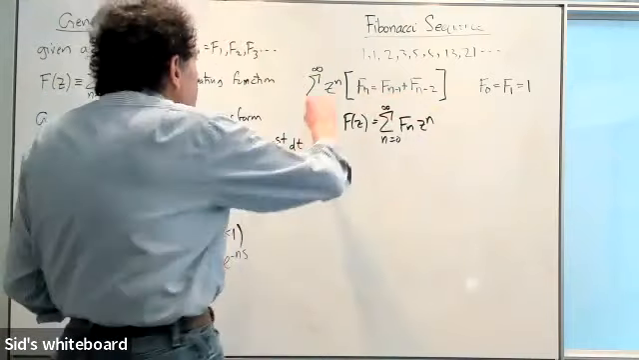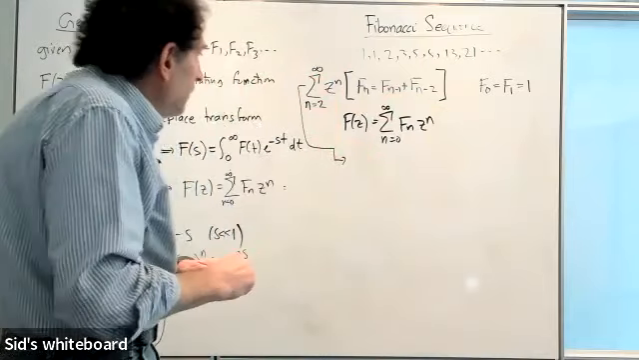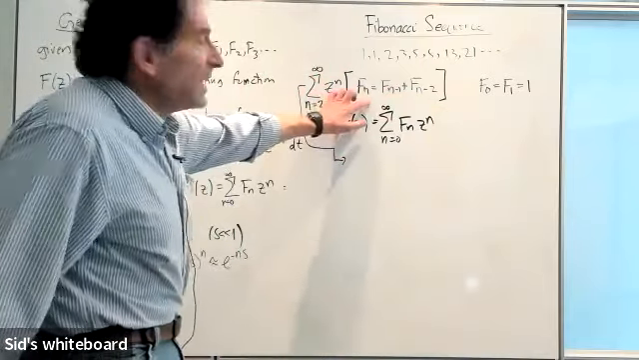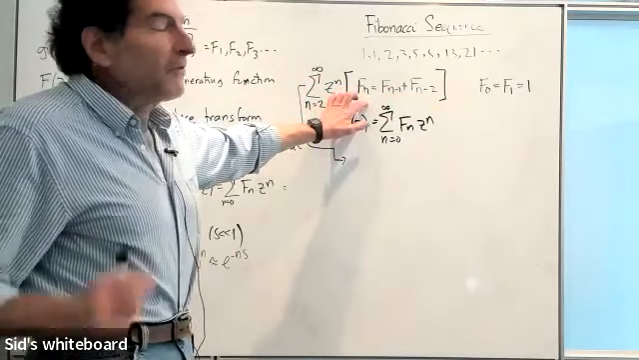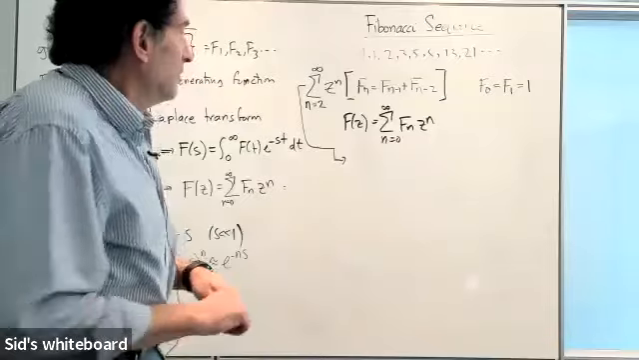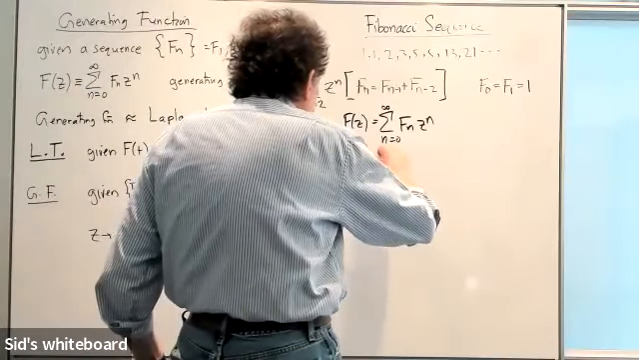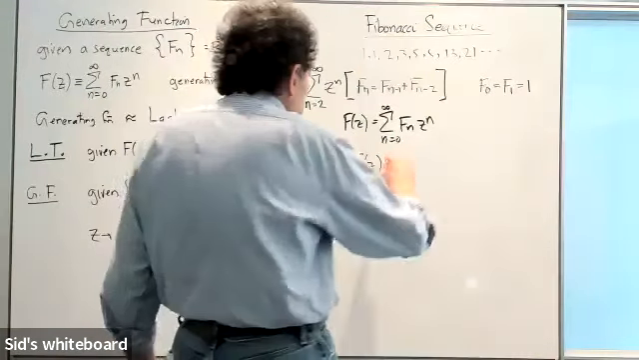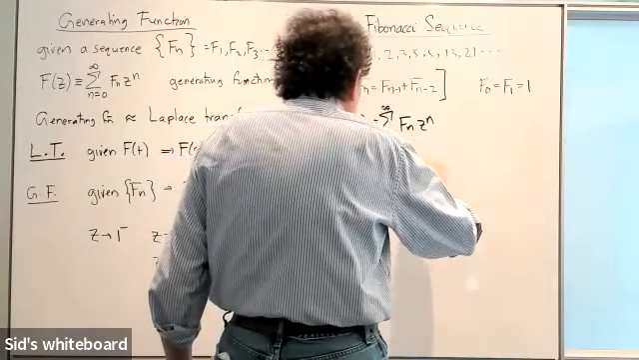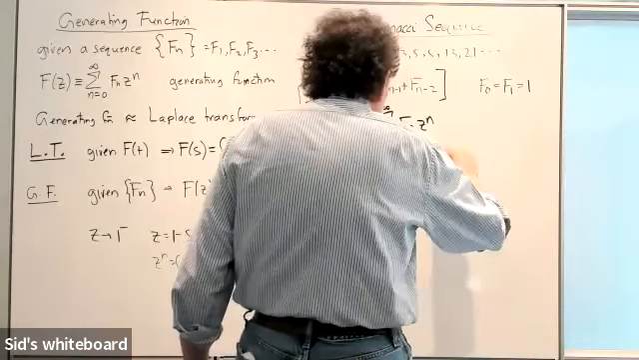And so now let's look at what happens when we do this process. On the left-hand side, this looks exactly like the generating function itself, but it's missing the terms n equals 1 and n equals 0. So the left-hand side is f(z) itself minus the n equals 1 term, so that's minus F_1 times z, minus the 0 term, which is minus F_0.